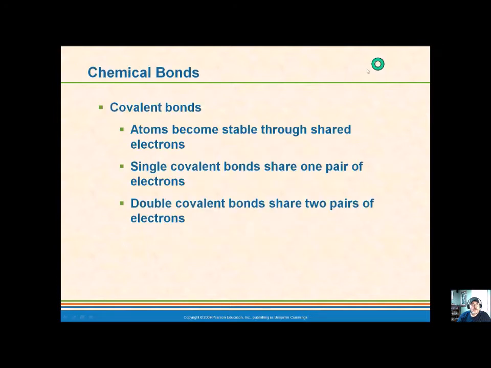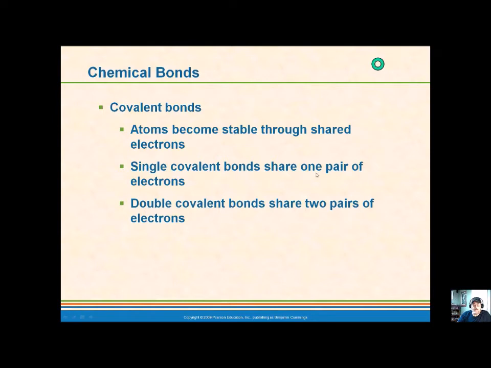Covalent bonds. With covalent bonds, you don't give up an electron or take an electron, you share electrons. So that gets back to what I was talking about with my wife and I having two cars. We're sharing. And so we've got a pair of electrons that we share between us, and our garage is full and everything's fine. And that's a single covalent bond.